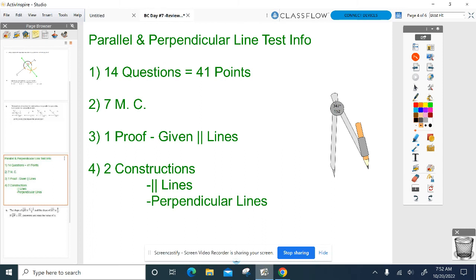Questions are short answer type questions. But I want to just give you the highlights of the test tomorrow. Anything?